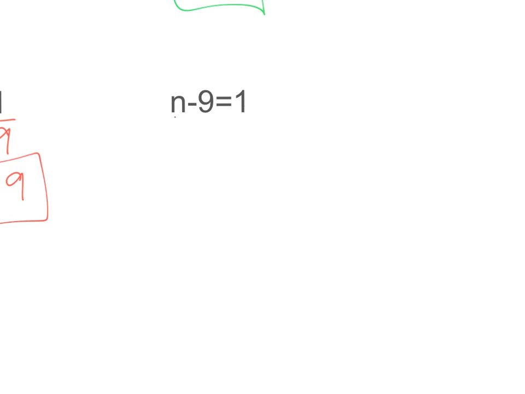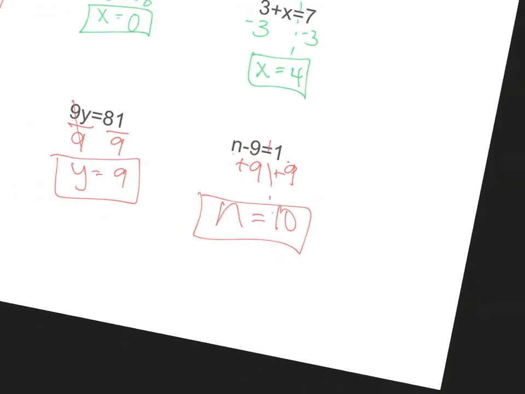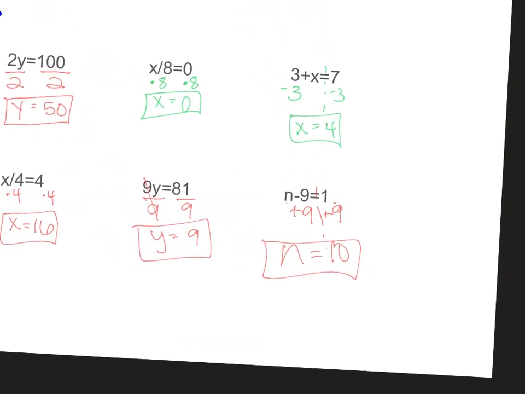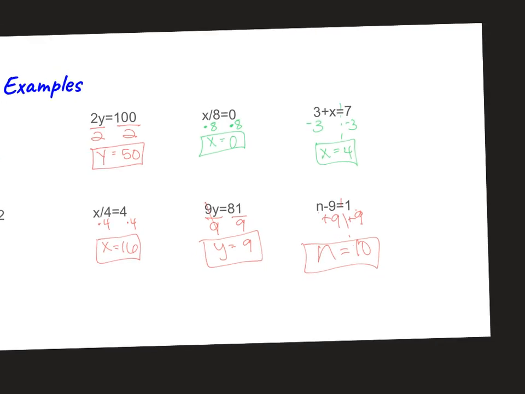We have n minus 9 equals 1. We're going to add 9 instead to both sides. So we've got n equals 10. Ta-da! And we are done. That is it. We're always doing the opposite. And there are all our examples at one time.